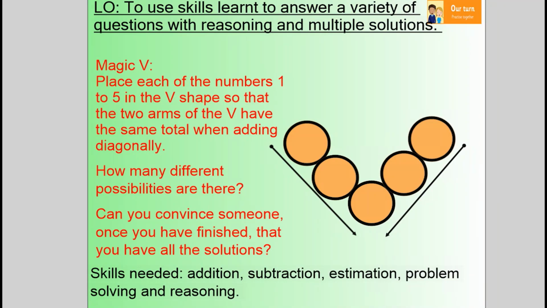So this is the first question called Magic V, and you need to place each of the numbers 1 to 5 in the V shape so that the 2 arms of the V have the same total when adding diagonally. So you need to put in each of the circles a number from 1 to 5, and you cannot repeat the number twice. How many different possibilities are there? Can you convince someone that once you've finished that you have found all the solutions possible? The skills you'll need for this are addition, subtraction, estimation, problem solving and reasoning.